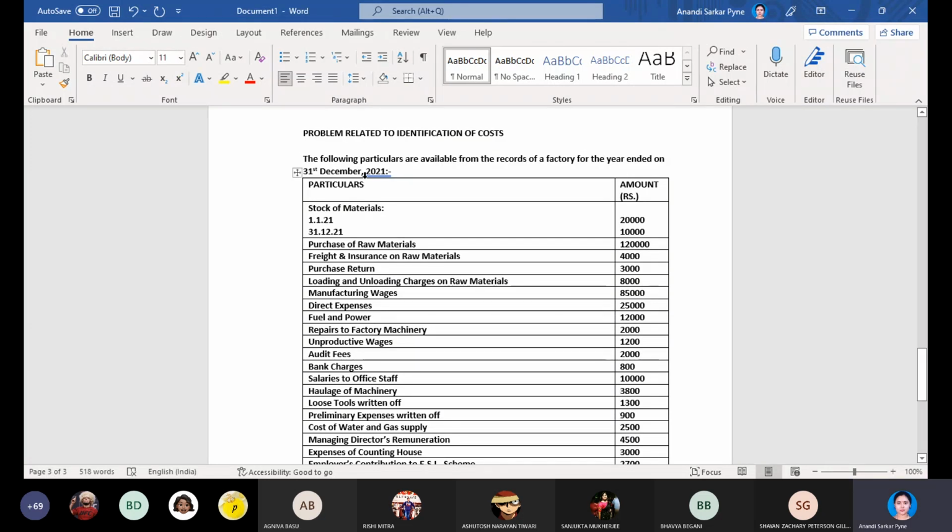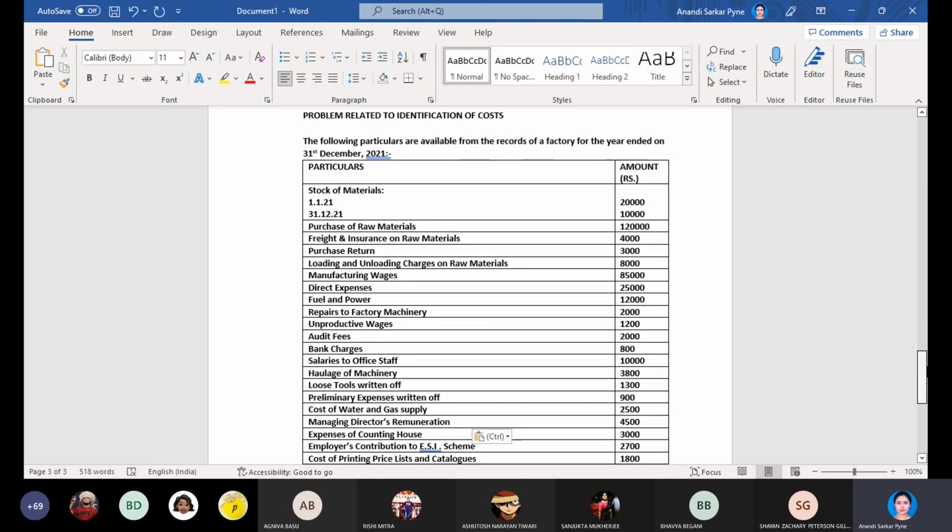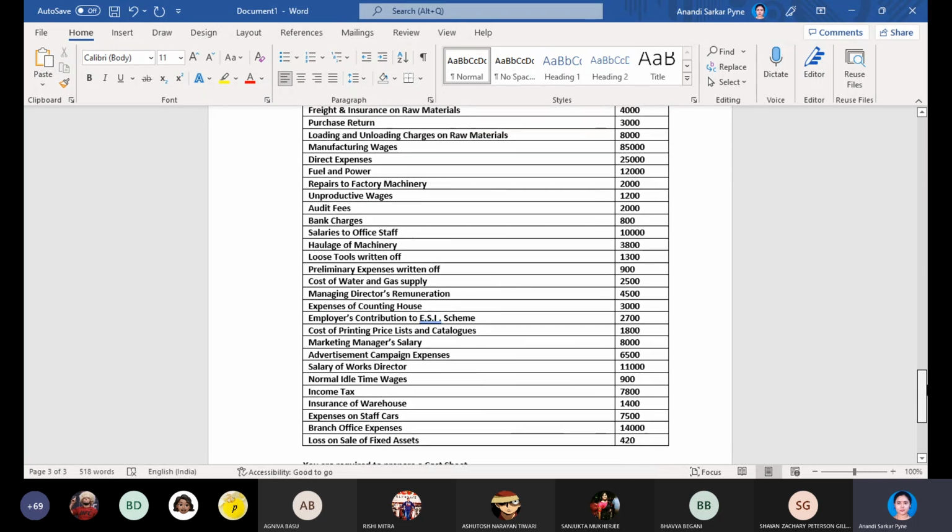So as you can see, the problem says the following particulars are available from the records of a factory for the year ended 31st December 2021. Here the opening stock and closing stock is mentioned, purchase is mentioned, and freight and insurance, purchase return. There are varied items of stock information. The computation pattern will be the same: raw material consumed, then prime cost, then works cost.